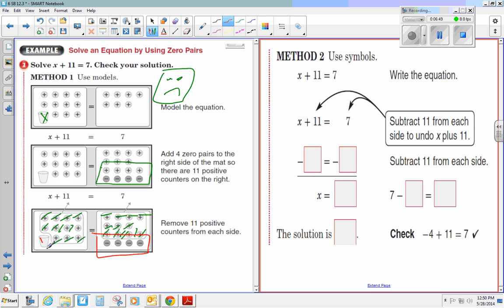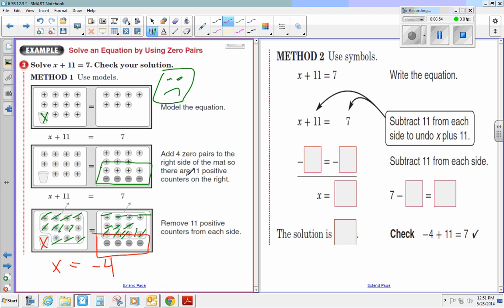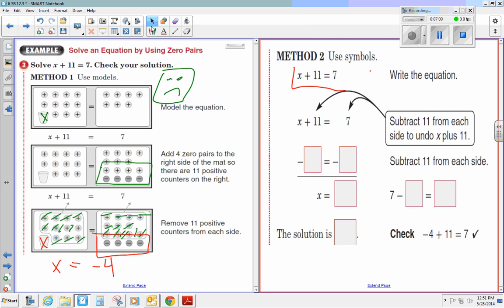And so our x equals negative 4. Now, writing an equation, here's your x plus 11. What is being done to the variable? Well, we're doing a plus 11. So we undo a plus 11 with minus 11. So we subtract 11 from both sides.